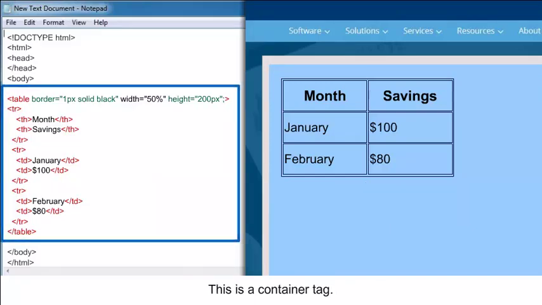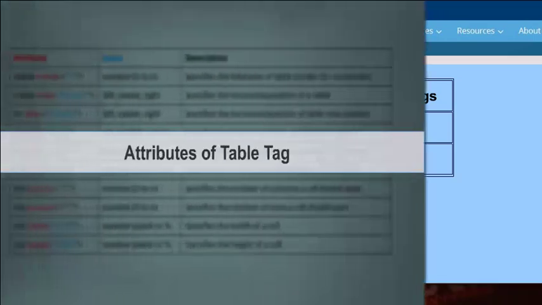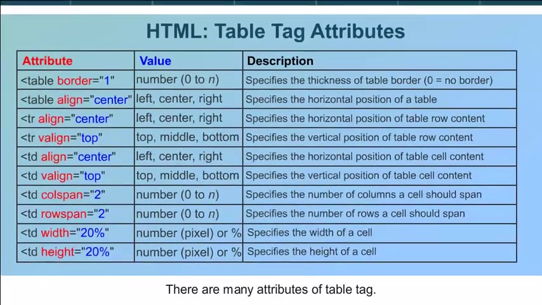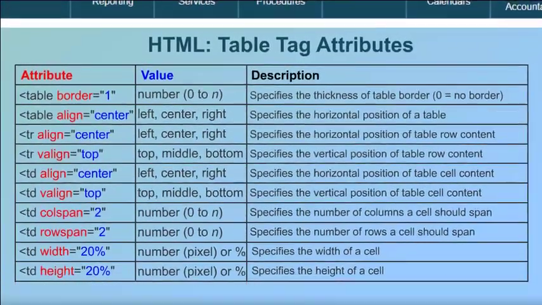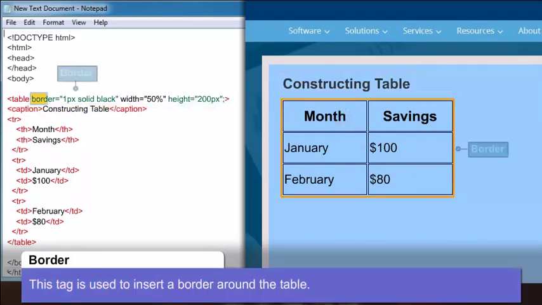This is a container tag. We need to close it to run the program smoothly. Attributes of table tag. There are many attributes of table tag. Caption. This tag is used to give a caption to the table. Border. This attribute is used to insert a border around the table.